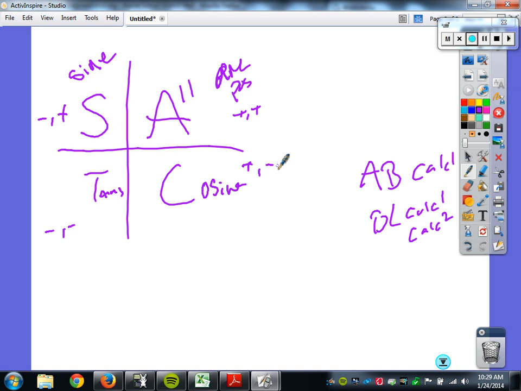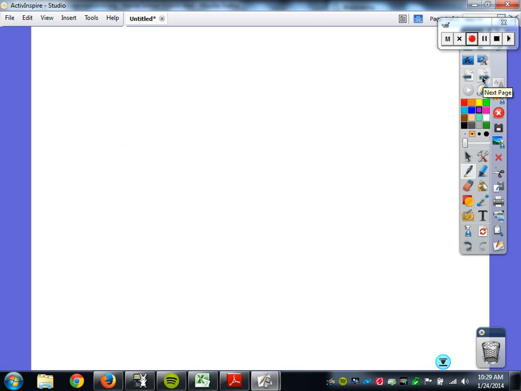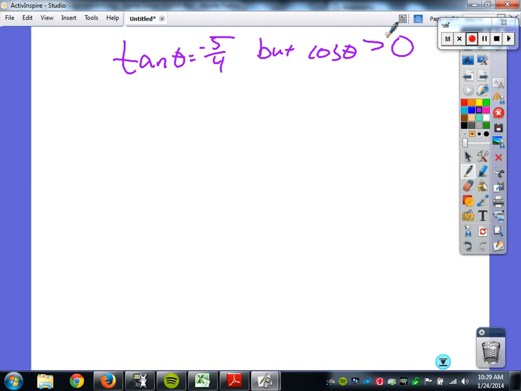Okay, with that being said, I want you to find all 6 trig functions if tangent of theta is negative 5/4, but cosine of theta is greater than 0. Why did they throw that in there as well? Because once again, let's think about this. I just barely told you that tangent is positive in 2 quadrants and it's negative in 2 quadrants, right? So that gives me 2 quadrants. What quadrant is tangent negative in?